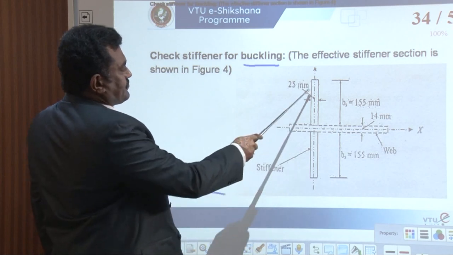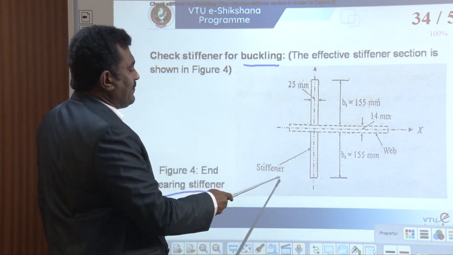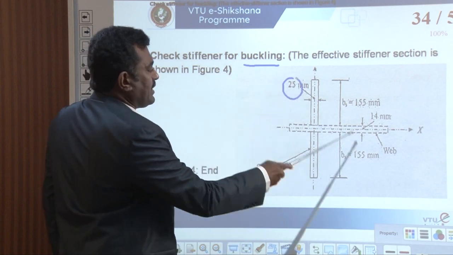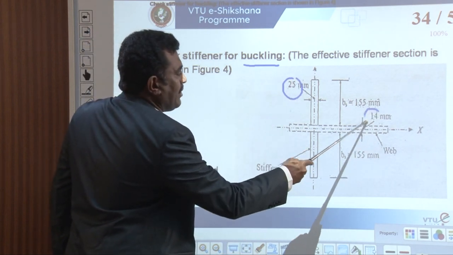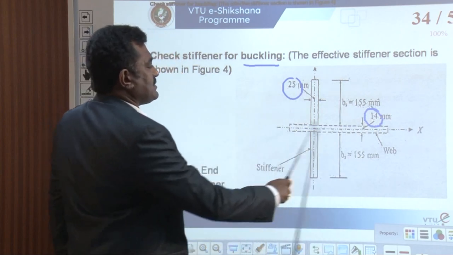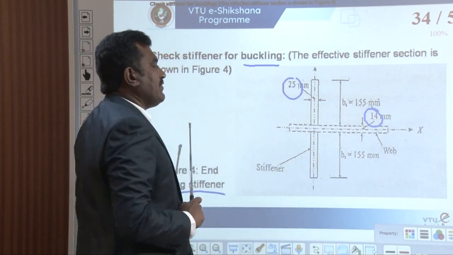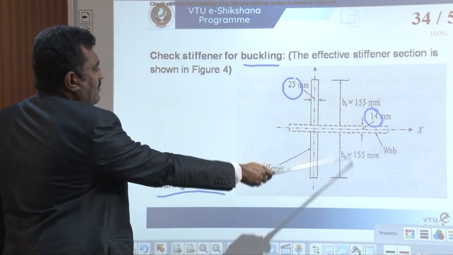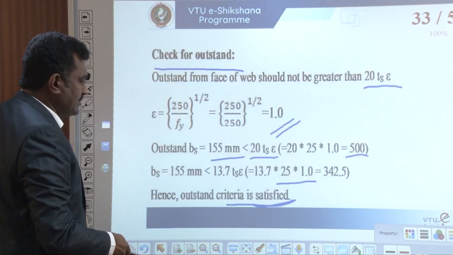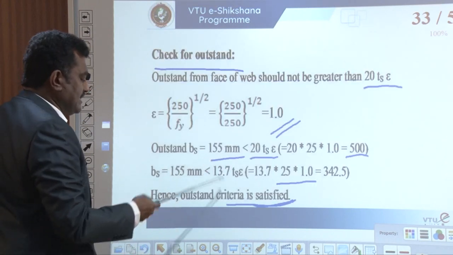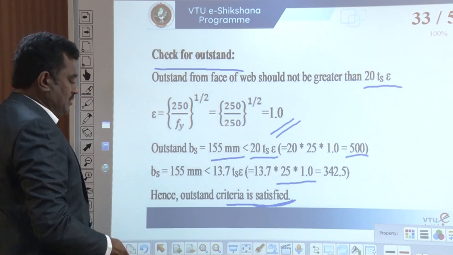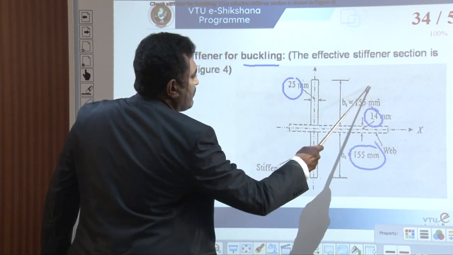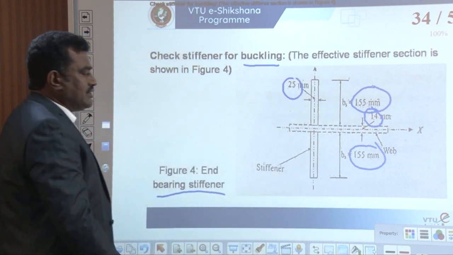In that, this is the stiffener we are using on both sides. Here 25 mm, here that is 14 mm. This along the 14 mm, this along the 25 mm. Then BS, this value 155, this is the lower value that will be used. This is one outstand, BS is 155 mm, used normally. 155 mm stiffeners are used.